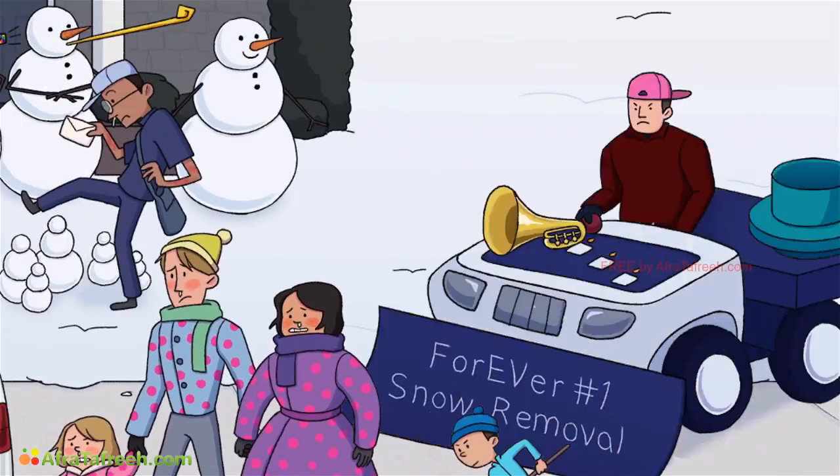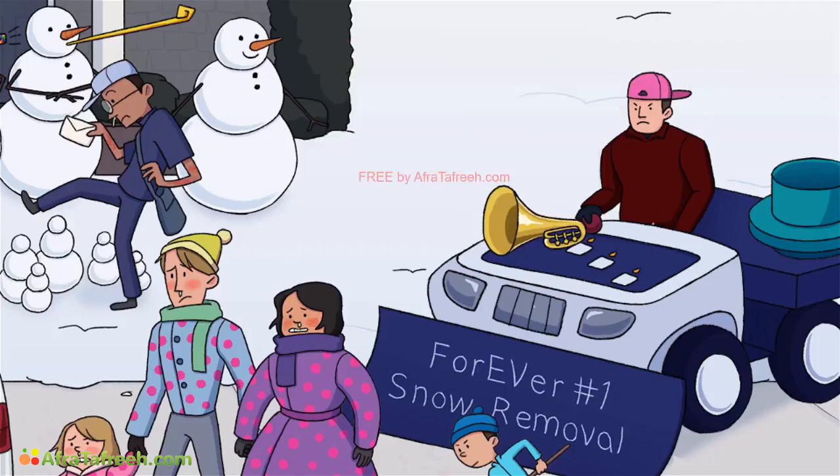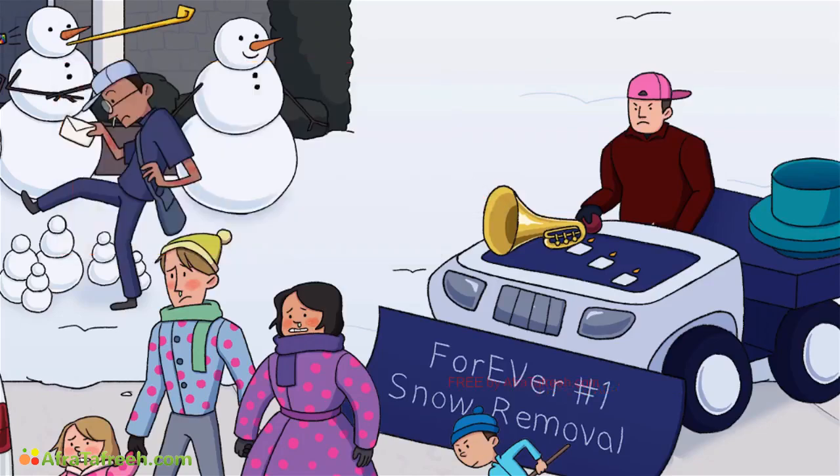However, unlike COPD, the airflow obstruction in asthma is dynamic and reversible. That's why the driver of that spirometer-shaped snowplow is wearing a reversed pink hat. What this means is that on spirometry, asthma patients will see significant improvement in their airway obstruction with the administration of bronchodilators. This is known as a positive bronchodilator response.